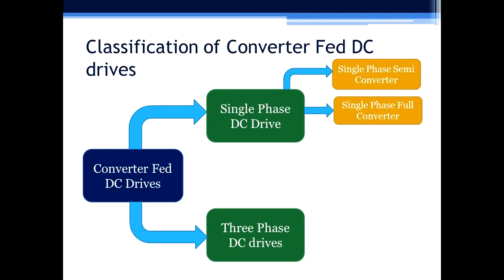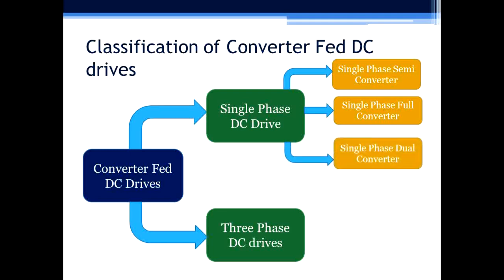Second is when you want first and fourth quadrant operation. That means two quadrant operation, and you can use a single phase full converter fed DC drive. This converter will operate in the first quadrant and fourth quadrant. In the first quadrant it will give you positive voltage and positive current, that means power is positive, and in the fourth quadrant you will get positive current and negative voltage. By setting alpha less than 90 degrees you can make voltage positive, and by setting alpha more than 90 degrees you can make voltage negative. So this converter will have capabilities of motoring as well as braking.